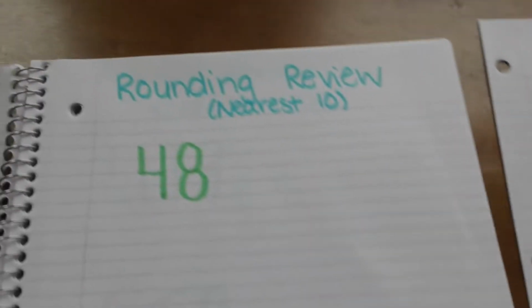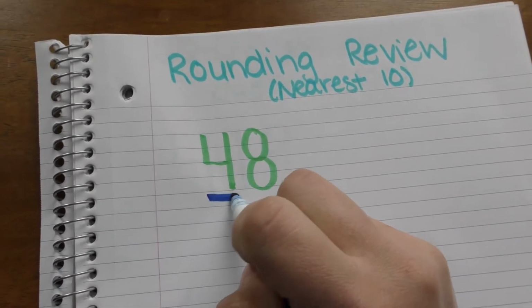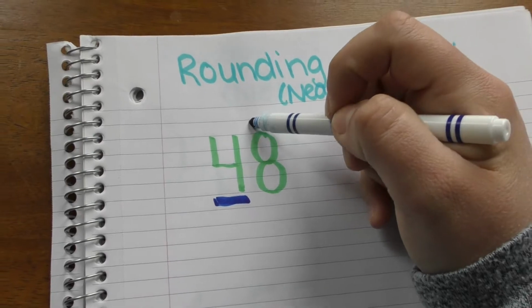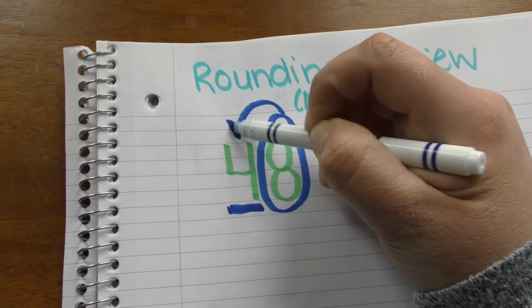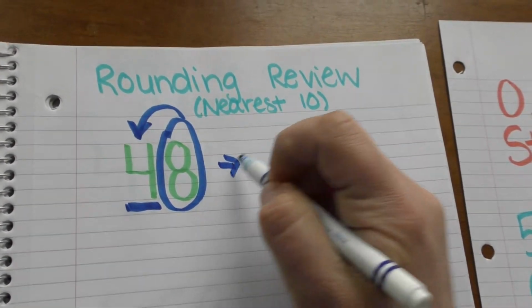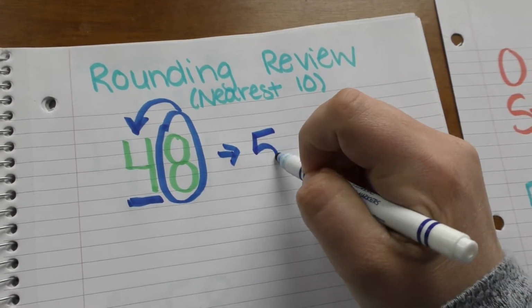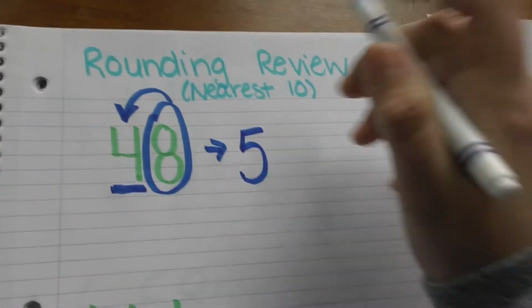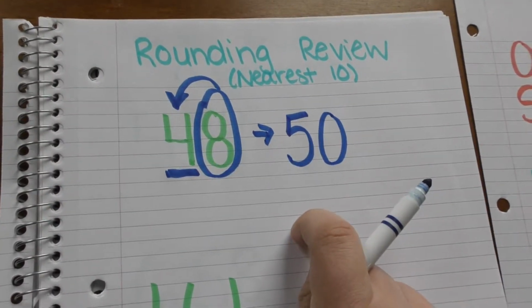So if I want to round to the nearest 10, I'm going to look at the tens place, but the number next to it is going to decide what happens to this number. So the 8 falls into this category, so this number is going to go up by 1. So if I add 1 to 4, it's going to turn into a 5 if I count up by 1. And then my 8 is going to turn into a 0 because I used it to round, okay?